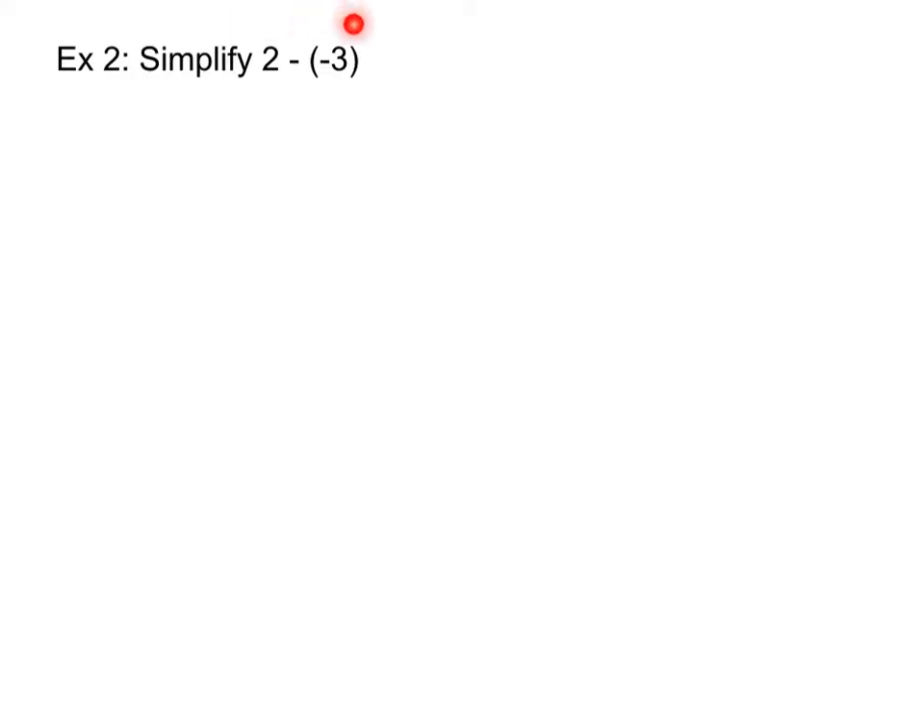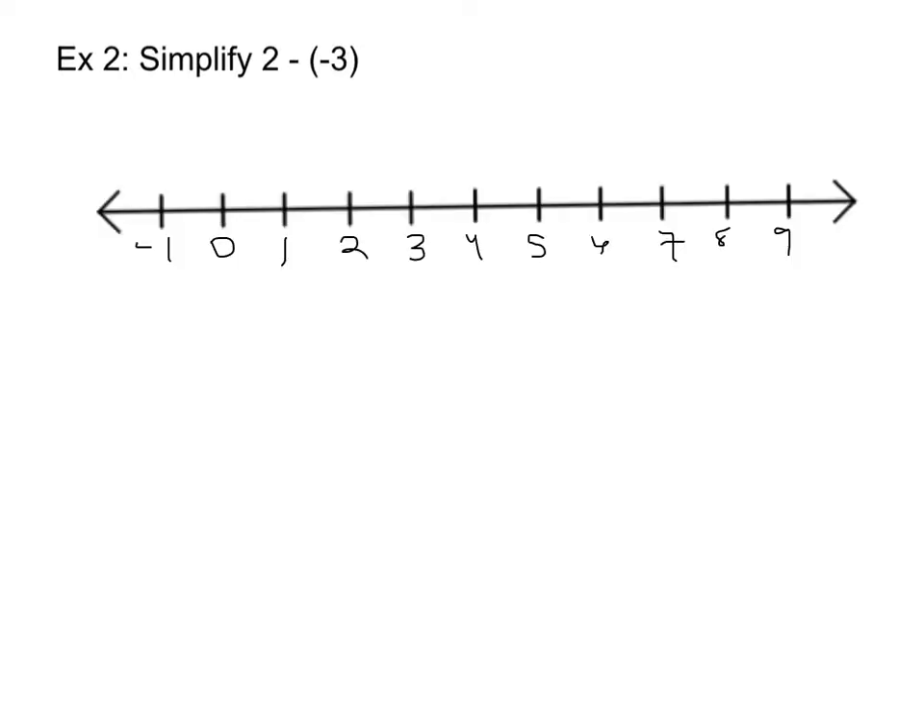So here we have our next example, 2 minus negative 3. Again, let's see if we can show that on the number line. For this problem, again, I'm going to start at the 2. Now, because I'm subtracting negative 3, I need to go away from the negative 3. So in the opposite direction of the negative, 3 units. So I can subtract those negative 3 units. So opposite direction of the negative.